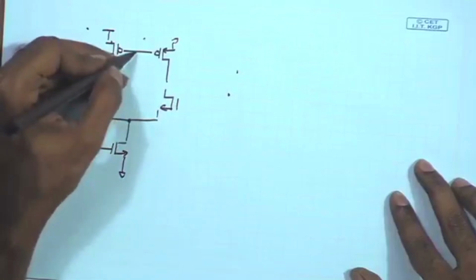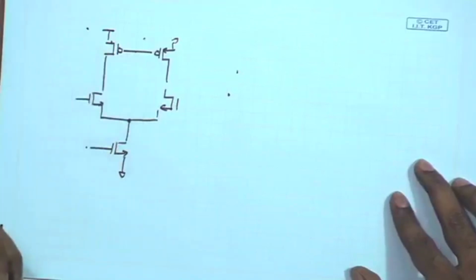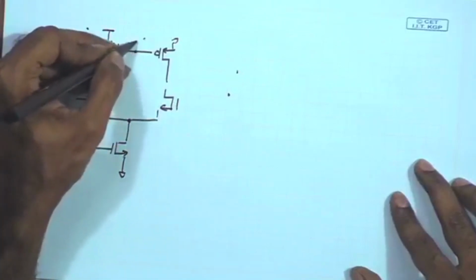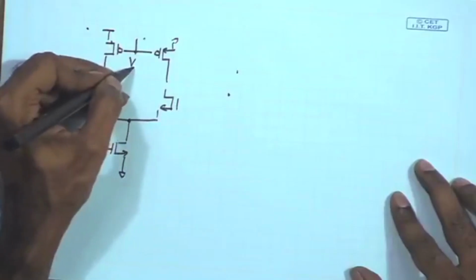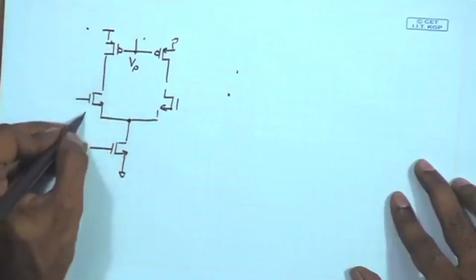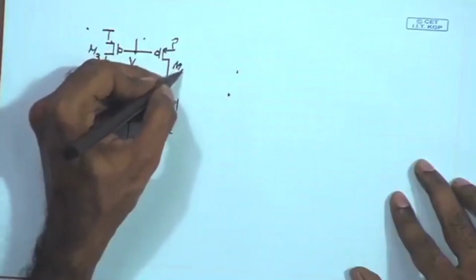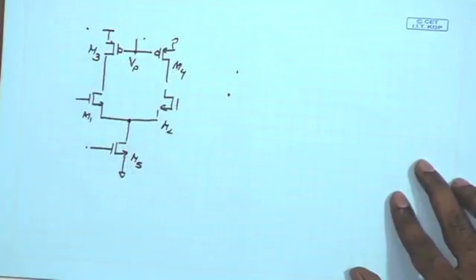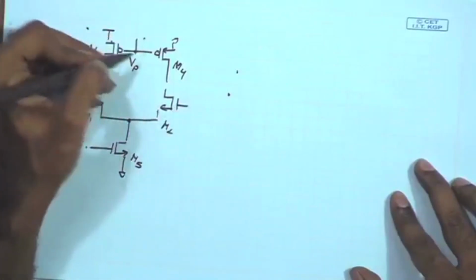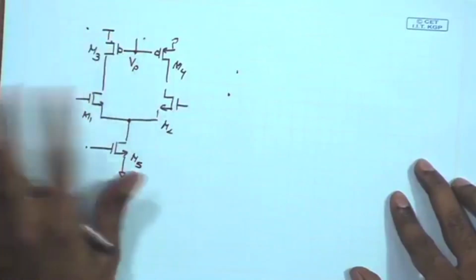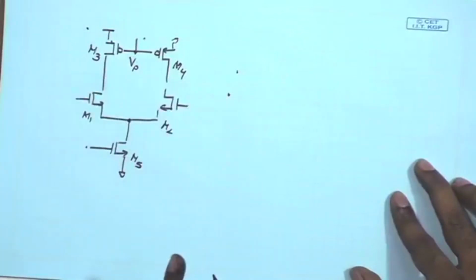So this is a single stage fully differential amplifier, provided you have a bias point over here, Vp. You call these M1, M2, M3, M4 and M5, and we are assuming that Vp has been provided by some appropriate biasing scheme, and we will be discussing that very soon.